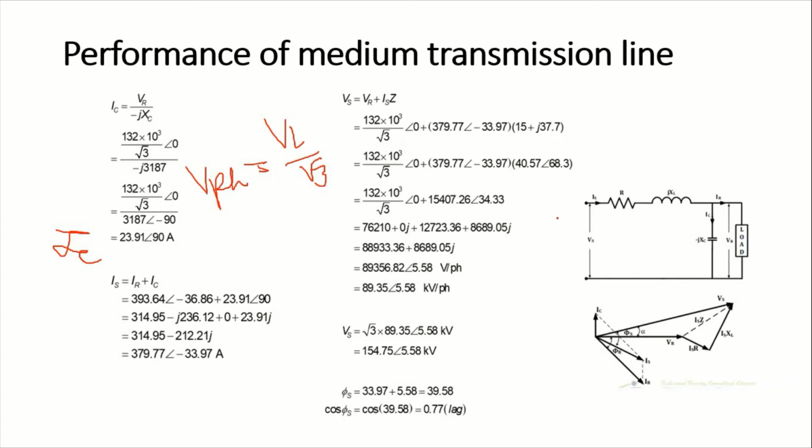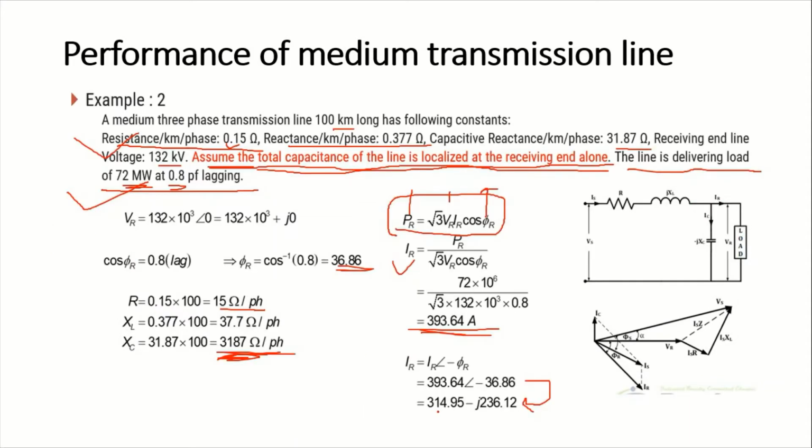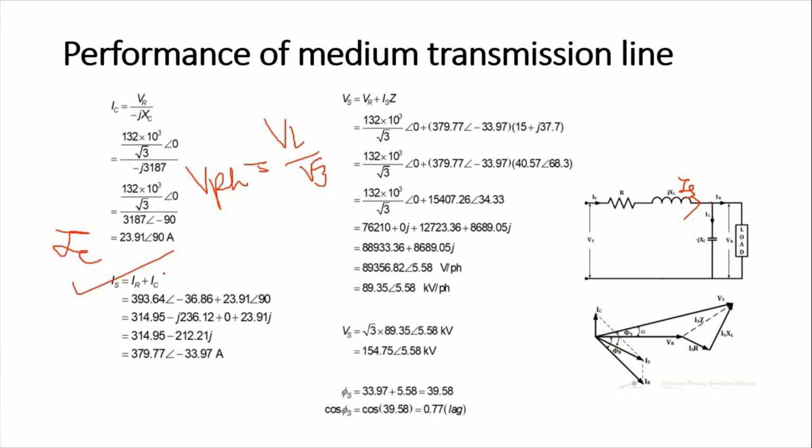Now for the sending end current: it is the summation of receiving end current plus capacitive current, because from this point, applying KCL, IS is equal to IR plus IC. The value of IR we know, and IC is also calculated, so we can find IS. The IR value is 314.95 minus j236.12, plus the IC value in rectangular form.